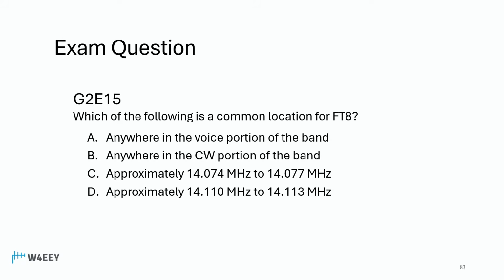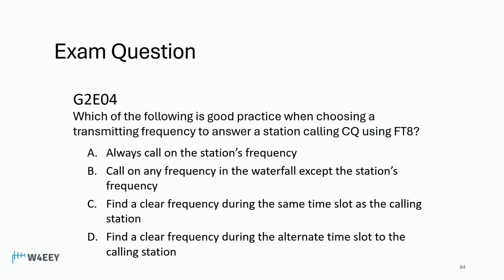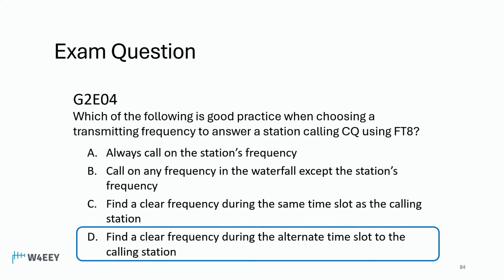Which of the following is a common location for FT8? Charlie, there's our 074 trick again. Yep, digital. Which of the following is a good practice when choosing a transmitting frequency to answer a station calling CQ using FT8? It is Delta. Find a clear frequency during the alternate time slot to the calling station. So we can't be transmitting in the same time slot. That's kind of how you can decode these words.